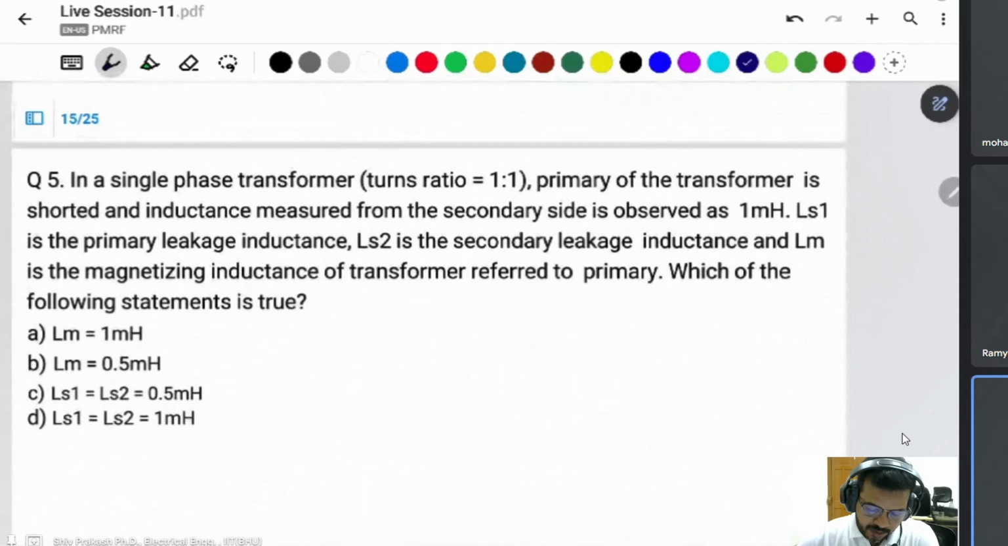Okay, now the next question. It is the second question. In a single phase transformer, a turn ratio of 1 to 1 means an isolation transformer. A 1:1 ratio is used in an isolation transformer, where you use it to isolate two circuits.